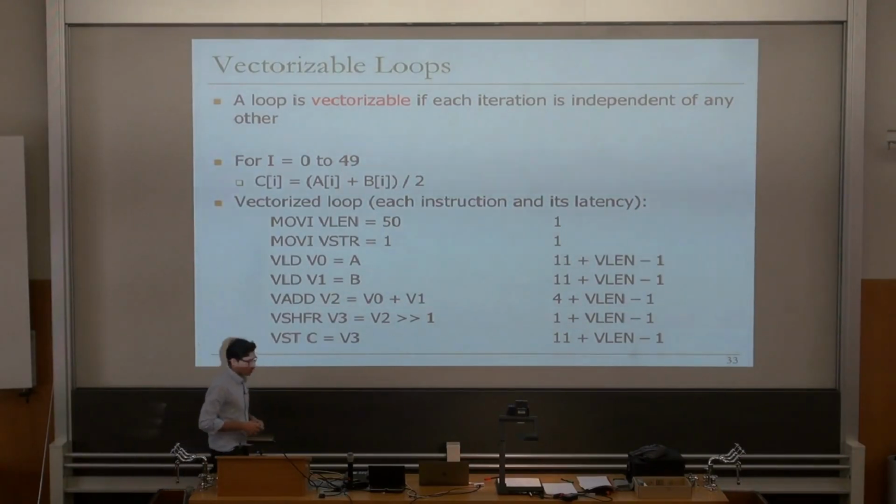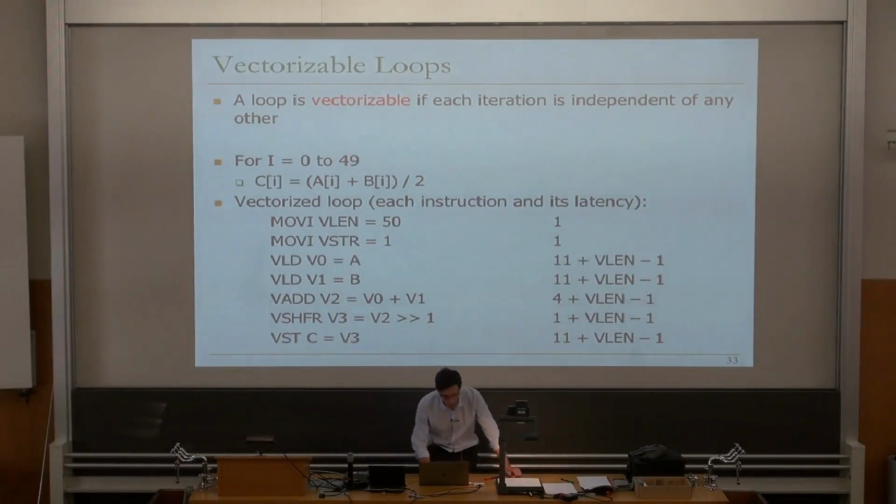Okay, so this is our code. Observe that the first two instructions here are to set the value of the vector length. In this case it is 50 because we have 50 iterations in the loop. The stride is 1 because for every iteration we increment this index I by 1, so all the elements that are going to be accessed are at distance 1.